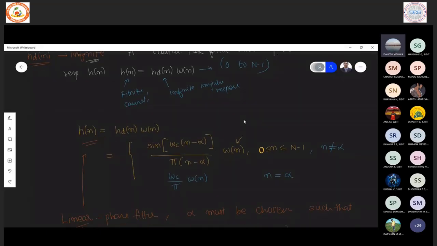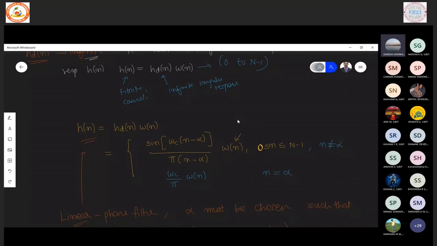Because based on your choice, you may choose rectangular, Hamming, Hanning, Bartlett, or Blackman. I don't know which type you have chosen. That is why generally we depict it as W of n. When you know the appropriate type, we have the expression, you can calculate what W of n is, then you can multiply it.